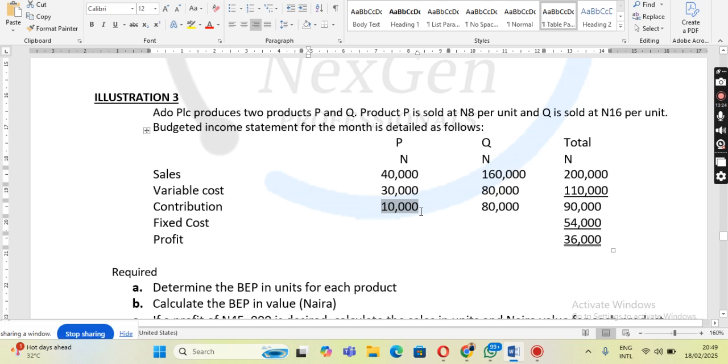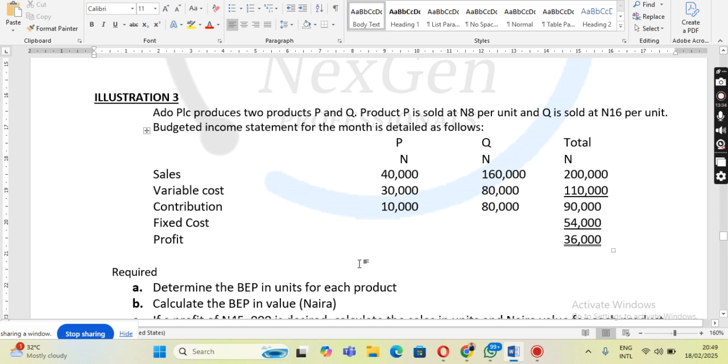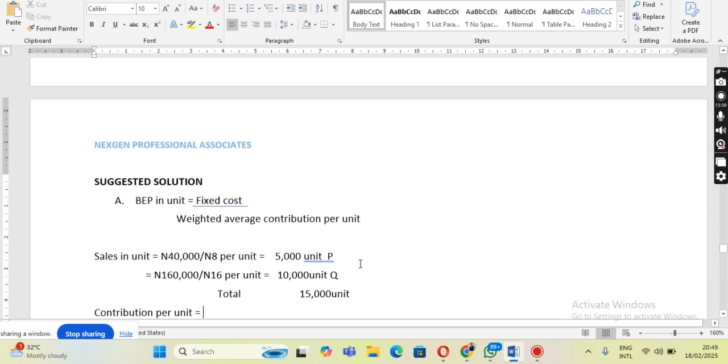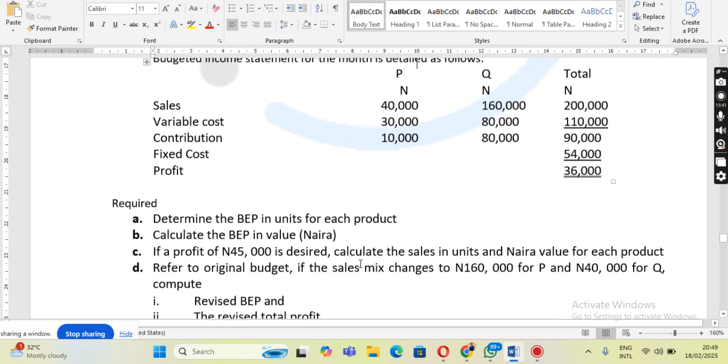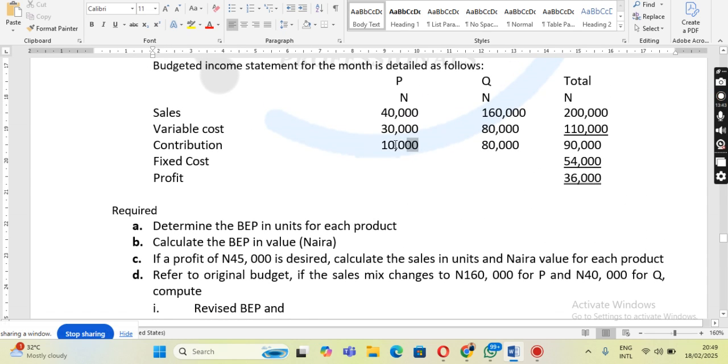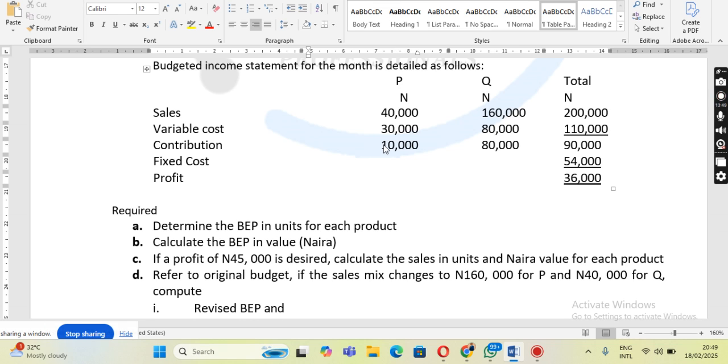If I want to get contribution per unit, I will divide the 10,000 naira by what? The first one is the total contribution. The contribution for P is 10,000 naira. Now I want to get contribution per unit, per one. The first one is 10,000 naira. The second one is 80,000 naira.